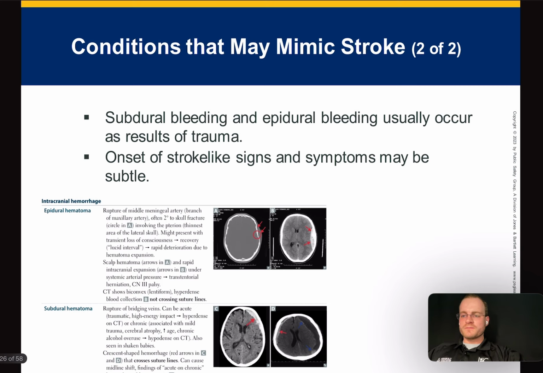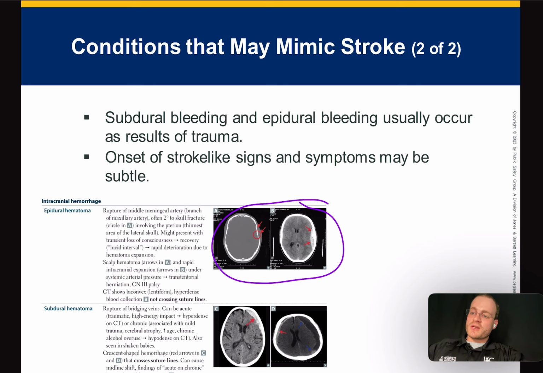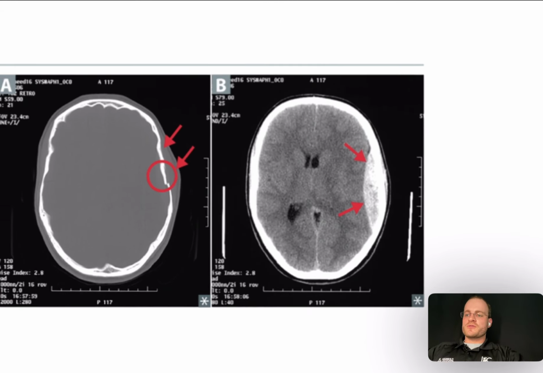Not always, but usually. I kind of jump ahead sometimes, but the subdural bleed and the epidural bleed usually result from trauma. I just said that. The onset of stroke-like signs and symptoms may be subtle. So epidural hematomas, since it's an artery that's bleeding, these tend to be a lot quicker. And so I just put this picture in here.